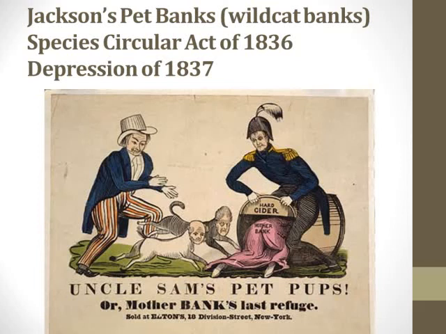Specie Circular Act, which said what? You can only buy land with gold and silver. Now, up to this point, folks, if I was a local bank, what was I giving you to buy land? I was giving you a piece of paper saying, Bank of Andrew King. Don't worry, I'm good for it. I'll pay you back eventually. Does that make sense?